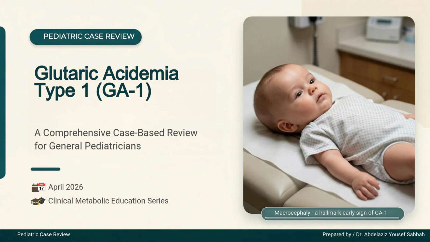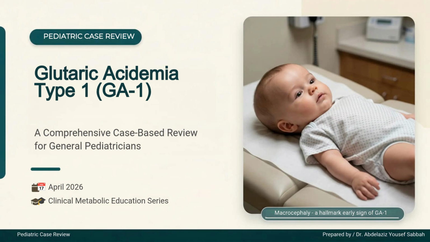Today we are covering Glutaric Acidemia Type 1, a comprehensive case-based review designed for general pediatricians. This is an autosomal recessive organic acidemia that can cause devastating neurological injury if not recognized early. We will walk through 15 clinical cases covering acute and insidious presentations, physical findings, pathophysiology, biochemical markers, neuroimaging, newborn screening, confirmatory testing, dietary management, emergency protocols, prognosis, and special situations.